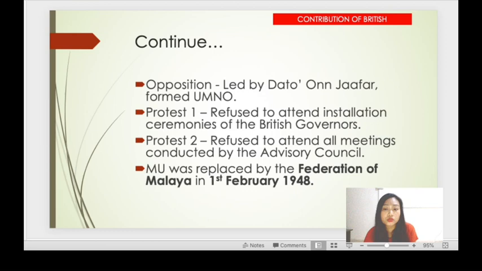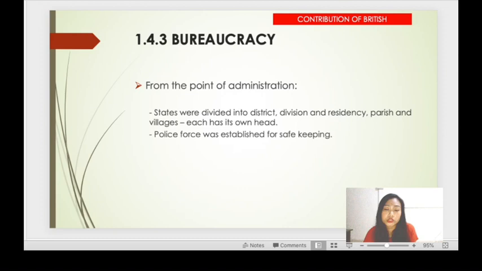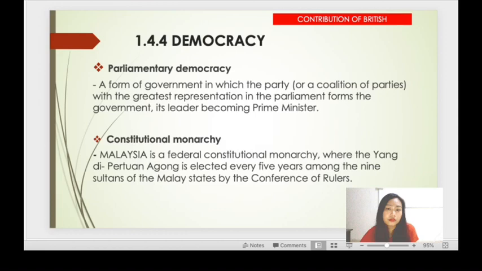Next point, bureaucracy. This is also very straightforward from the point of administration. States were divided into district, division and residency, parish and villages, each has its own head. Police force was established for safekeeping. Another contribution, democracy. This is also very straightforward since Malaysia is a democratic state. So you should understand this very well.